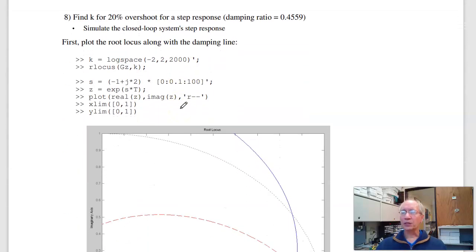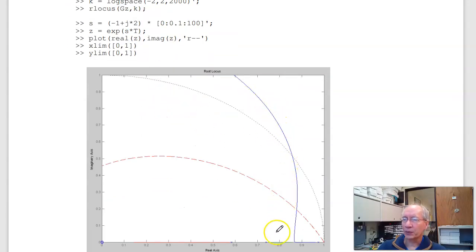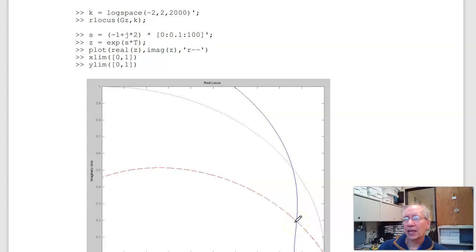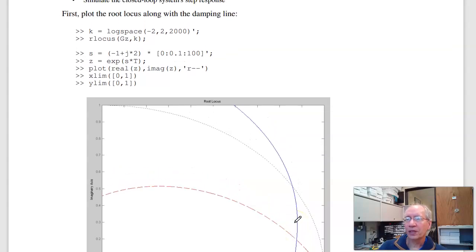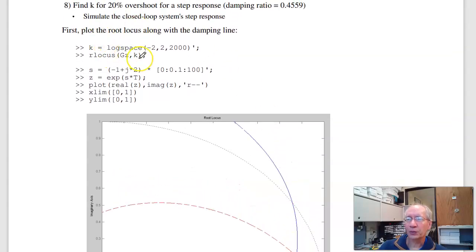Problem 8. Suppose I want 20% overshoot instead. Well, the blue line is my root locus plot. I need to draw the damping line. In the z-plane, this is the log spiral, so I can't just take a line and draw an angle. I've got to get this damping line in there, and that isn't shown in MATLAB. To get it, what I can do is draw the root locus plot.